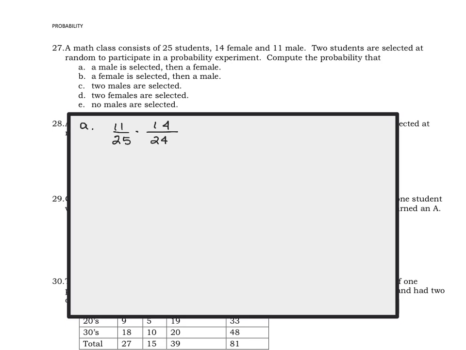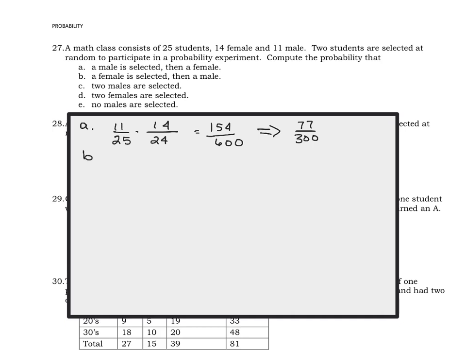Okay, so multiplying across, we get 11 times 14 is 154. And the 25 times 24 yields 600. And this will simplify to 77 over 300.